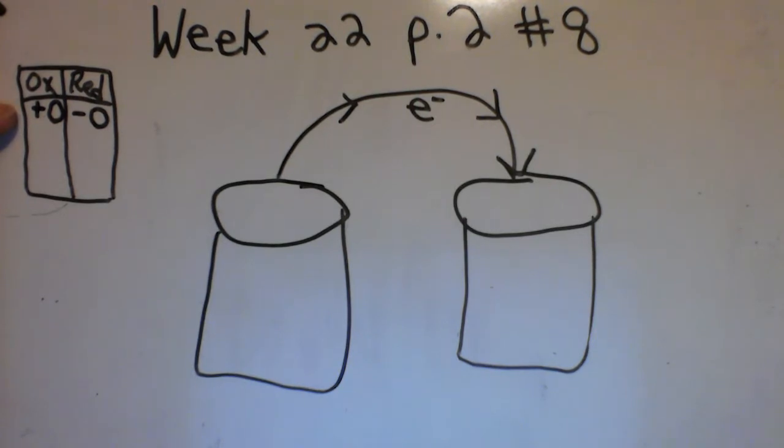And whatever happens in oxidation, the opposite happens in the reduction. So if we add oxygen for oxidation, we subtract oxygen for reduction. Whatever happens with oxygen, the opposite is going to happen with electrons. So in oxidation, we subtract electrons.